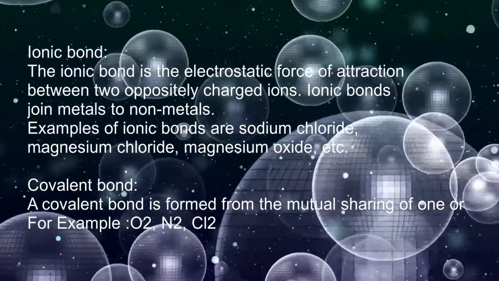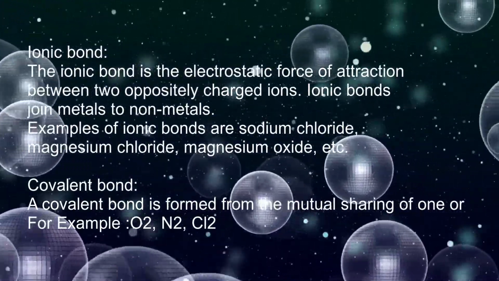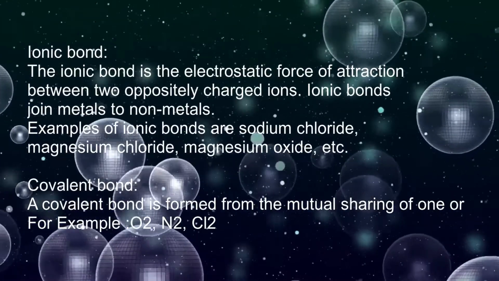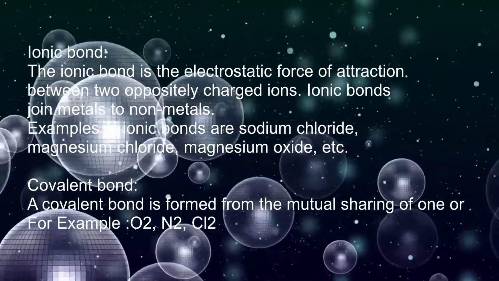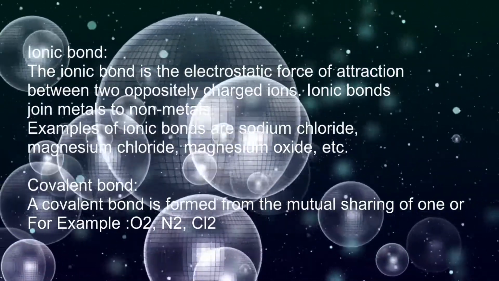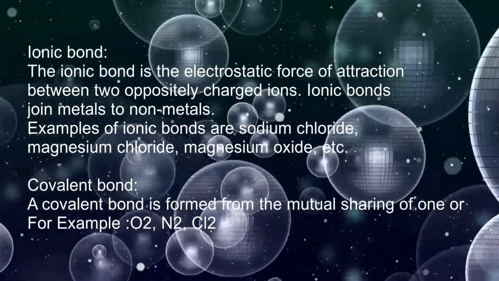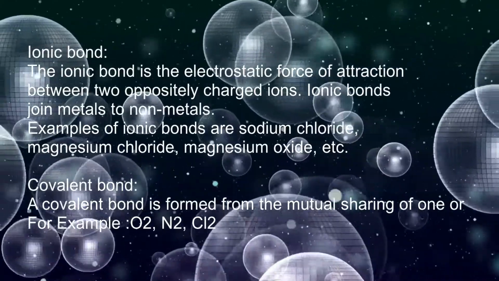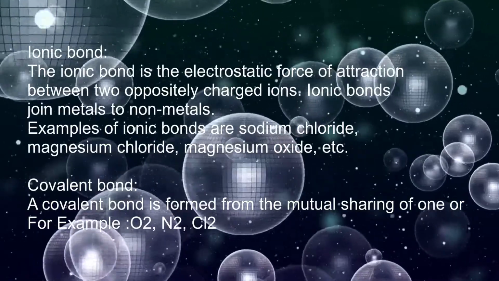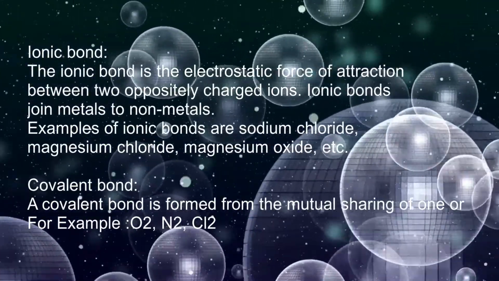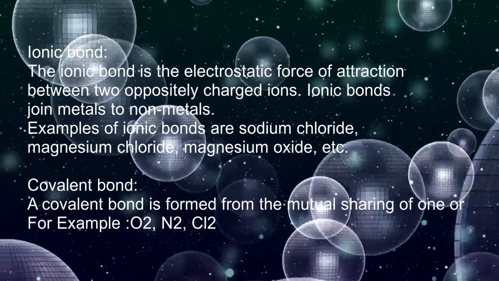Ionic bond. The ionic bond is the electrostatic force of attraction between two oppositely charged ions. Ionic bonds join metals to non-metals. Examples of ionic bonds are sodium chloride, magnesium oxide, etc. Covalent bond. A covalent bond is formed from the mutual sharing of one or more pairs of electrons between two non-metal atoms. For example, O2, N2, Cl2.